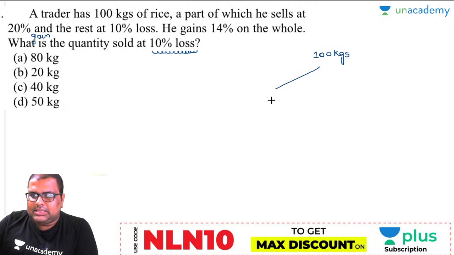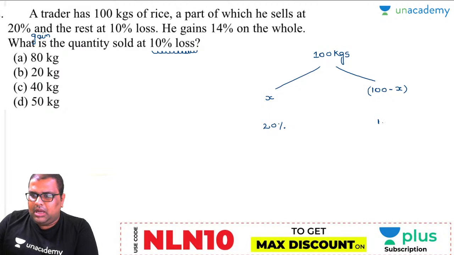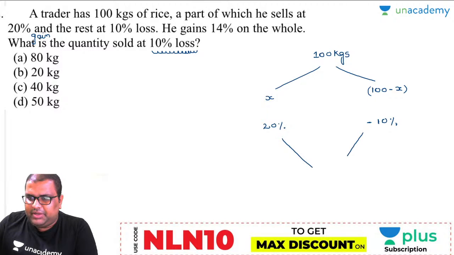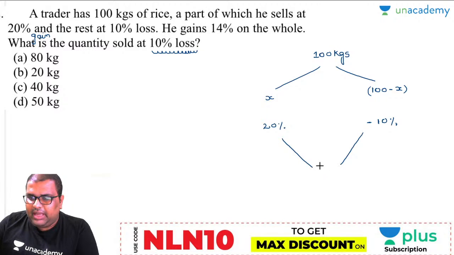In this, X kgs were sold at 20% gain, and the remaining 100 minus X is sold at 10% loss. This is the point given there. Minus 10% loss means, am I right or wrong? Yes. By combining both together, at the end of the day, did you gain or lose? You have gained 14% on the whole. This is the point given there.